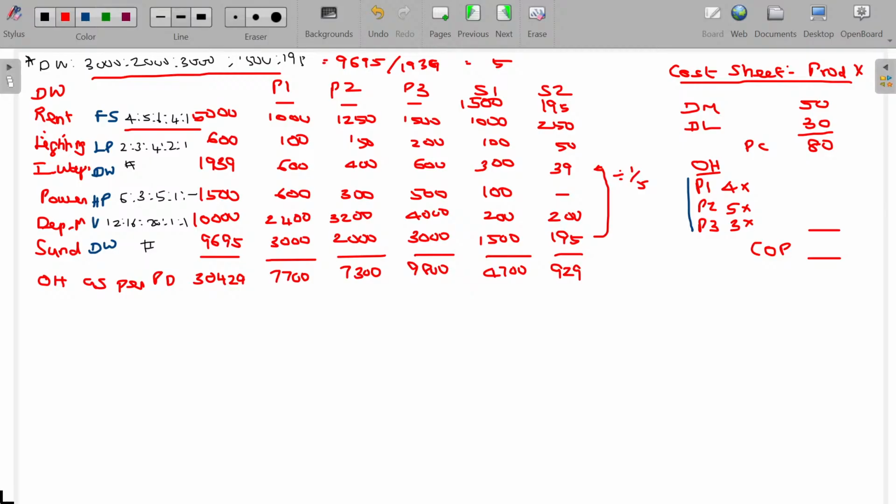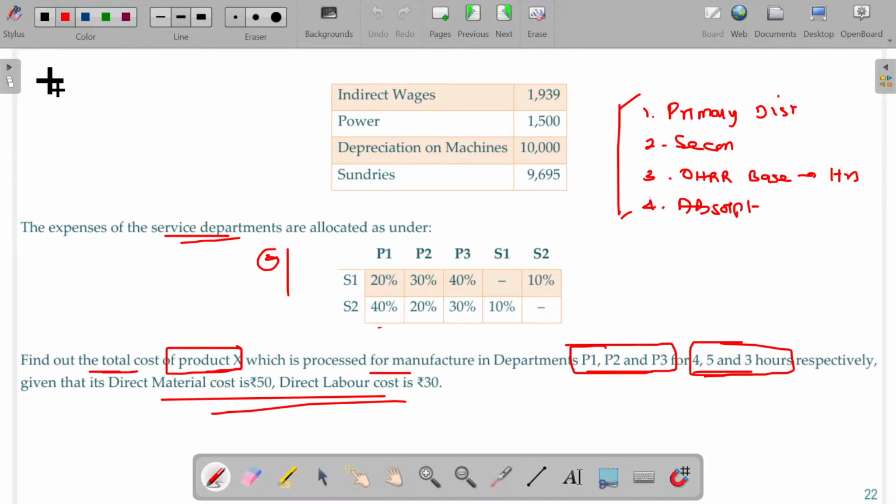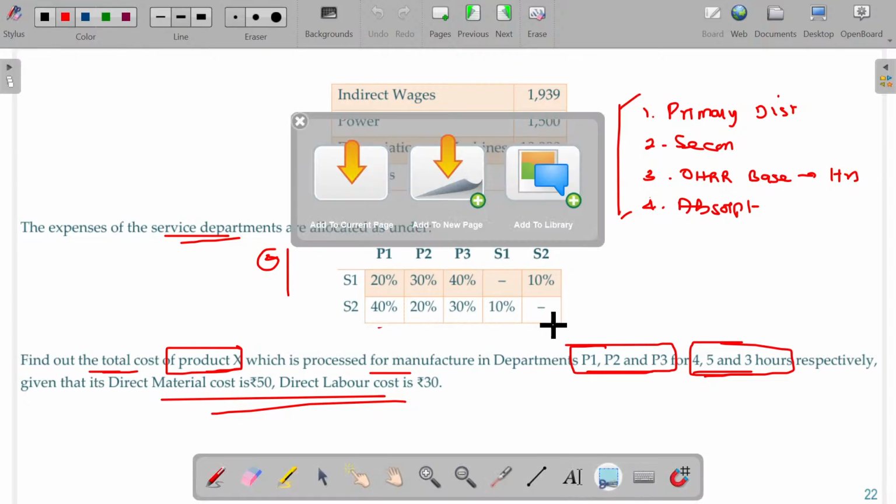We don't have revenue from the service departments S1 and S2. Then how can I recover that overhead? I can recover those overheads from production departments P1, P2 and P3. For recovering that, I have to depend on what? This one.